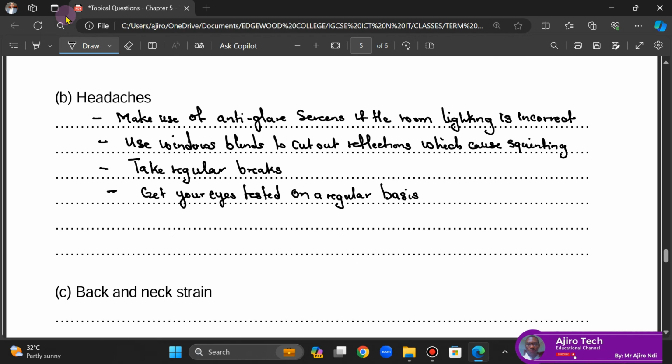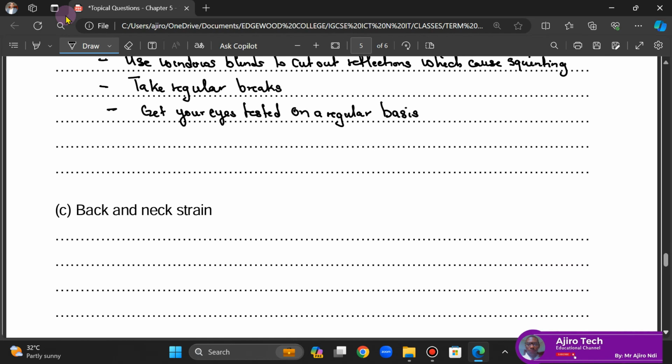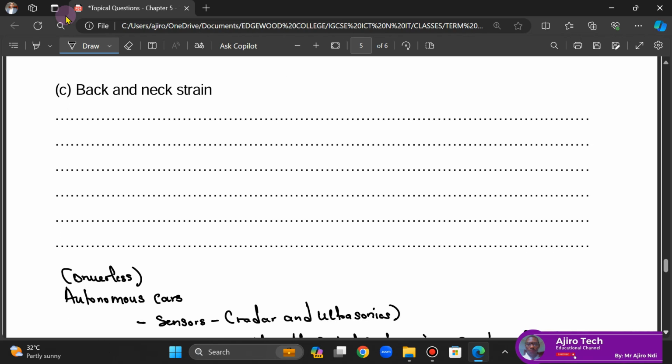All right, let's get to back and neck strain. Back and neck strain comes from sitting in front of a computer screen for a long period of time. And one way to fix it is to use a fully adjustable ergonomic chair.